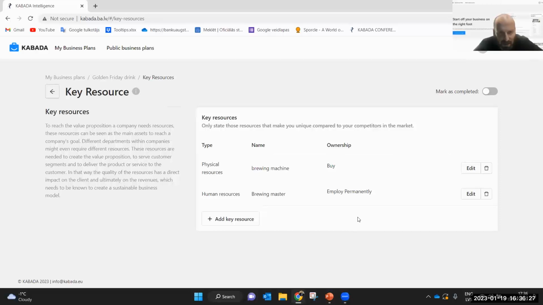As soon as we get to the financial projections part, of course it is related to some costs as well, and the system already knows what kind of resources we will need. The system will ask us, okay, good, you need a brewing master and a brewing machine, how much will this brewing machine cost, or how much do you intend to pay per month to this brewing master, so that you can set up the cash flow and some other financial projections.